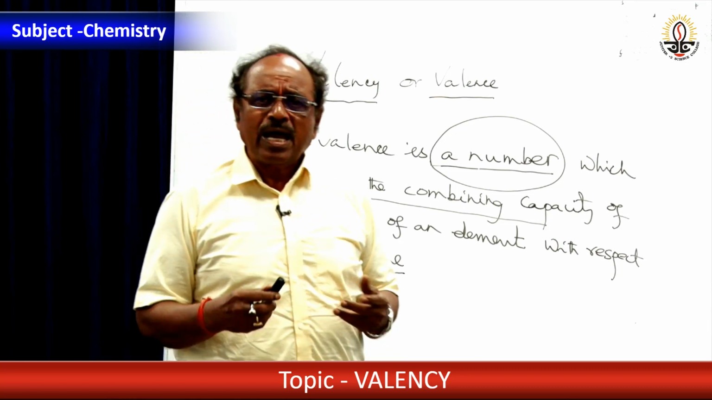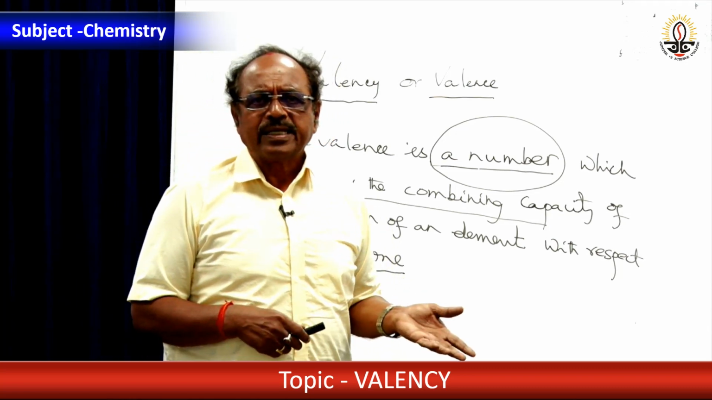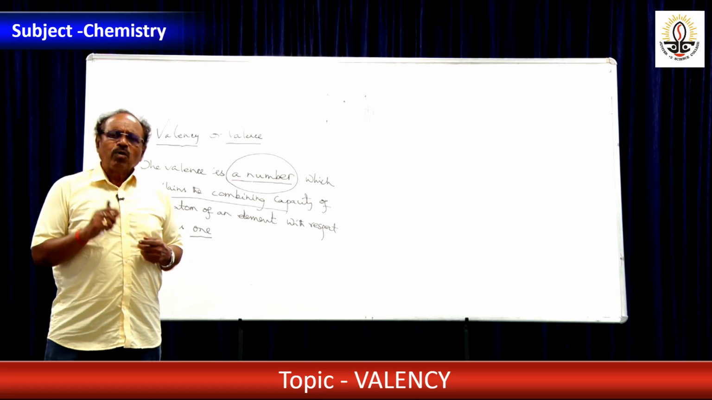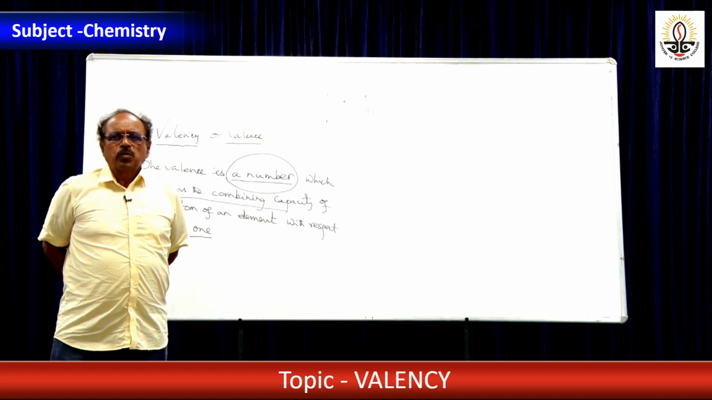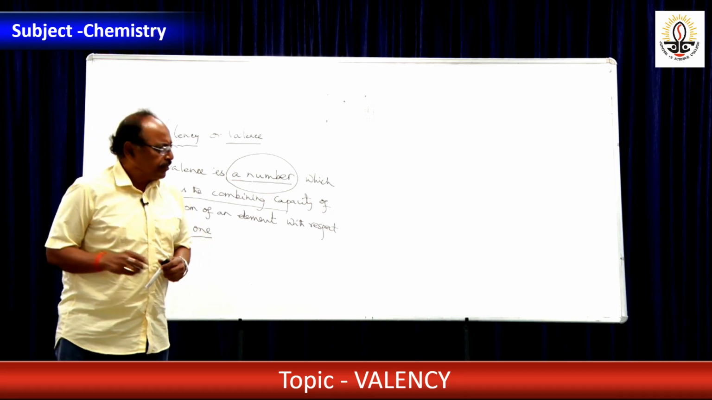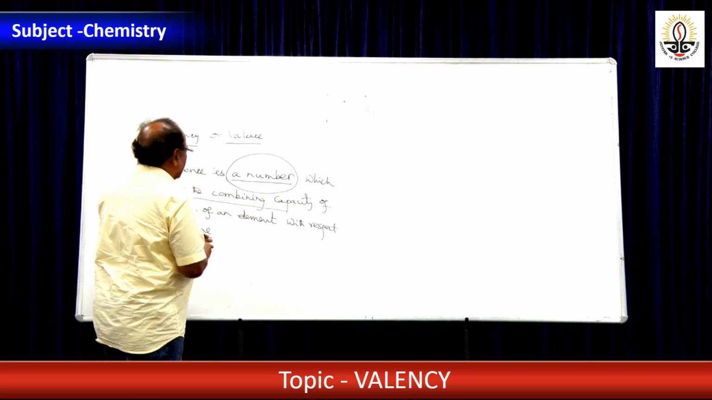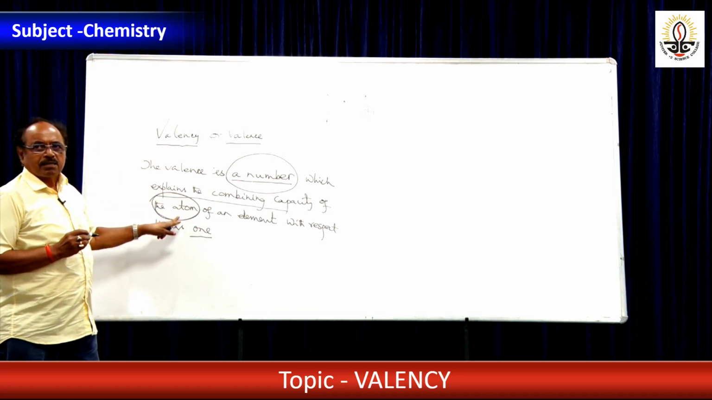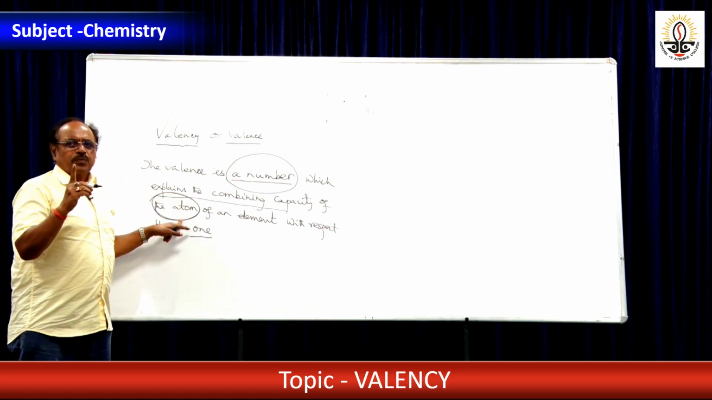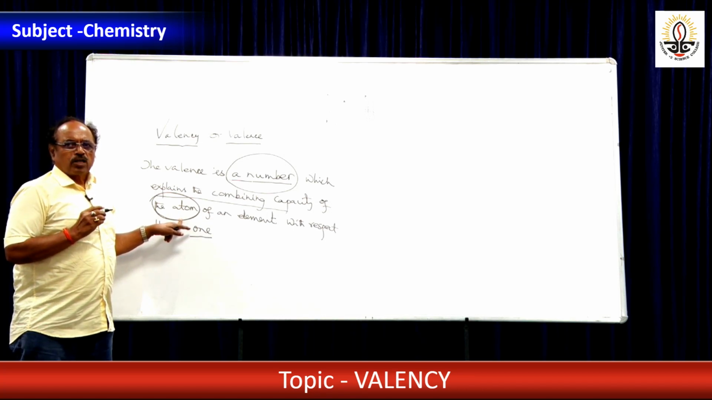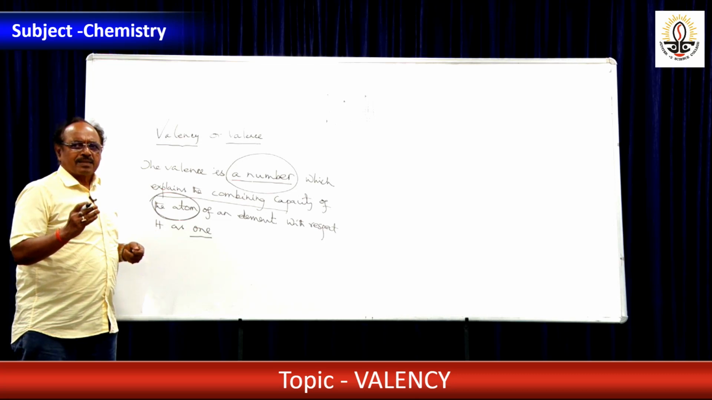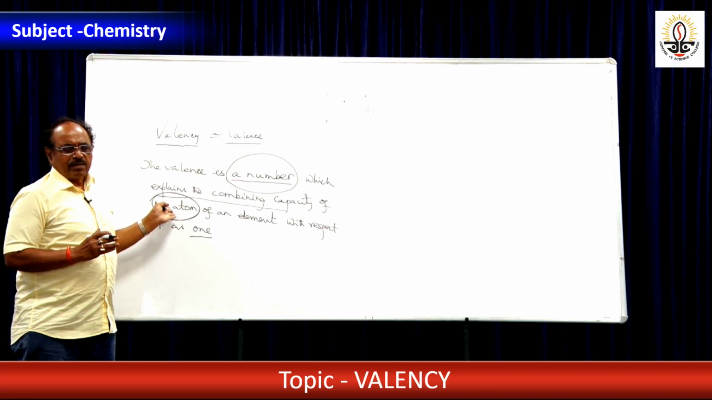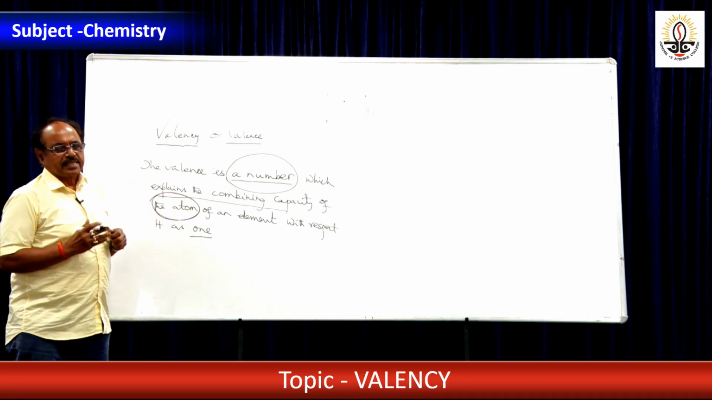Then the question comes, why not? We have fractional numbers, 1 by 2, 1 by 5, 2 by 3, 5 by 4. They are fractional numbers. Then why can valency not be a fraction? What are you defining? The valency is a number which explains the combining capacity of the atom. What is an atom? The atom cannot be subdivided. You don't have half an atom or a quarter atom. So, your number cannot be a fraction. So, valency cannot be a fraction. This is the first definition that came to explain this.